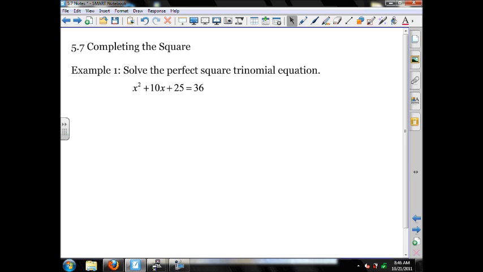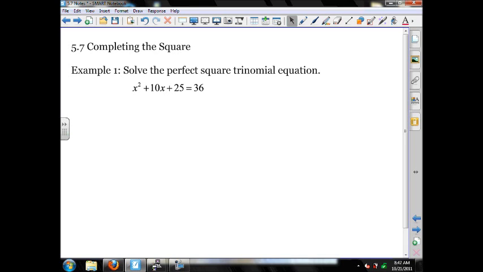So solving quadratics by completing the square. To start out with, we're going to look at the following example. That's to solve the perfect square trinomial. There's a couple different ways we could do it. We could get it equal to 0 and factor it, and that's probably going to be the fastest way. But let's go ahead and solve it by completing the square, which has actually already been completed for us.